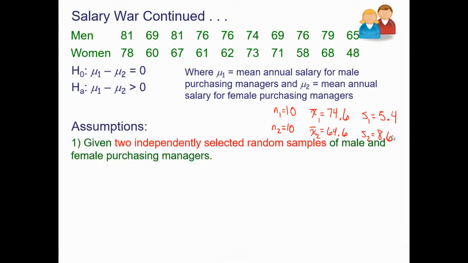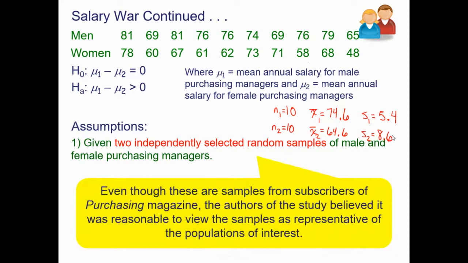But let's check our assumptions. So given two independently selected random samples, a male and female purchasing managers, that was given in the problem. They told us it's a random sample. Now, you might be saying, but wait a minute, they subscribe to the same magazine. How is that random? The ones who did this study said that it's still a valid assumption. You go with what they say. We're going to say they're random and they're independent, even though they subscribe to the same magazine.